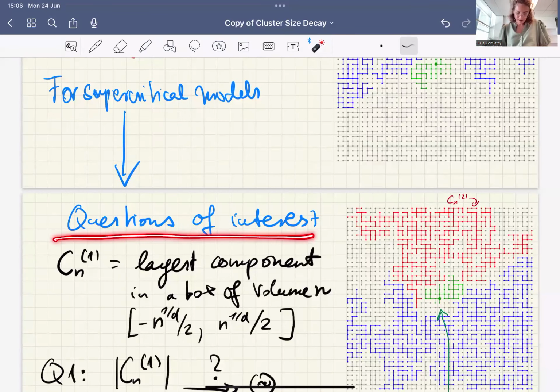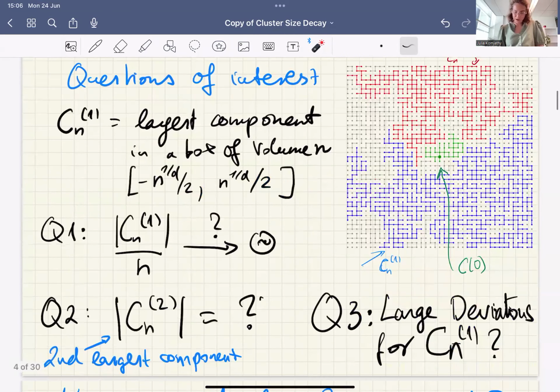Let me tell you our main questions of interest for this talk. If you have a large box of volume n, how does the largest component behave in this box? This blue component, what is its size? That's the first question people ask. Because the infinite component has density theta, one would expect some law of large numbers type behavior, where the largest component inside of the box has proportion theta.